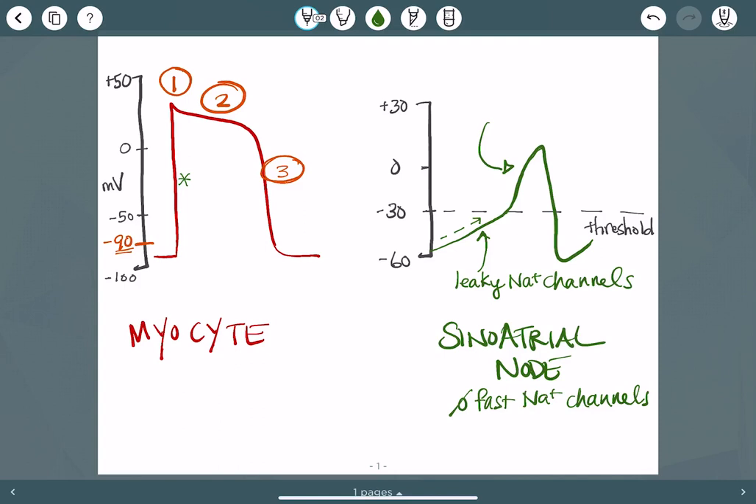This spontaneous depolarization opens up calcium channels. So with the change in voltage caused by the leakiness of these sodium channels, we can open calcium channels, allowing calcium to rush in, which is where we get the further depolarization. Eventually, potassium channels open, which allows you to repolarize back to baseline.